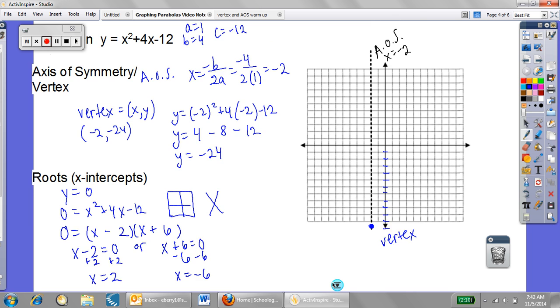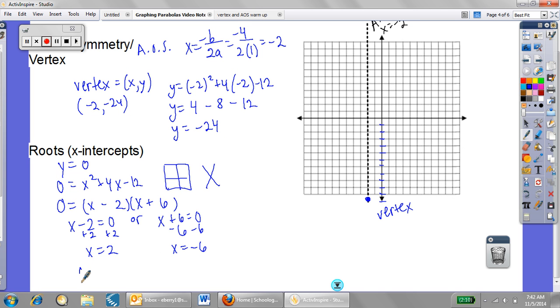To write the coordinates for those points, you can write this as the x value of 2, the y value of 0, x value of -6, y value of 0. So go ahead and place these points on your graph. So x equals 2 is right here, and x equals -6. It's 1, 2, 3, 4, 5, 6.